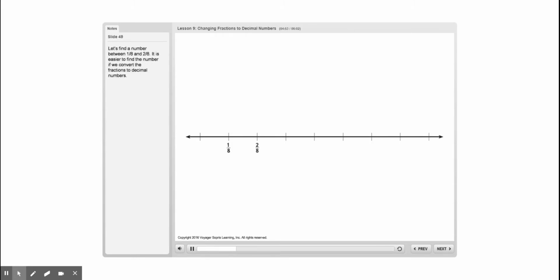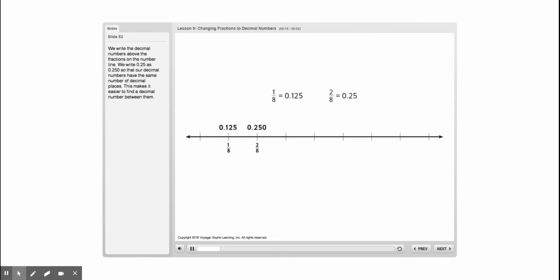Let's find a number between 1/8 and 2/8. It is easier to find the number if we convert the fractions to decimal numbers. We will use a calculator. 1/8 equals 125 thousandths. 2/8 equals 25 hundredths.